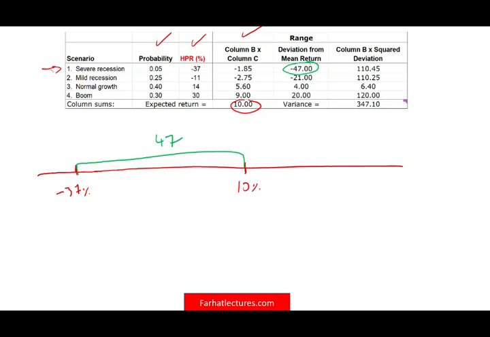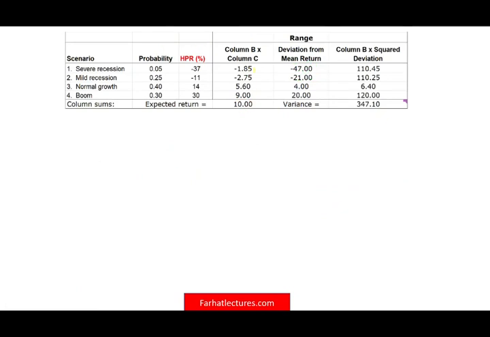Under a mild recession, we could be standing at negative 11. What's the difference between 10 and negative 11? That's negative 21. Also, for normal growth, we do the same thing. It's 14%, so the deviation is 4. And under the boom, we're going to have 30%, and the deviation is 20. So I want you to see what I mean by the deviation: you compute the range, how much it differs from the expected return.